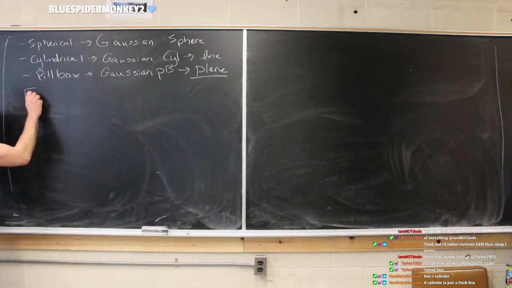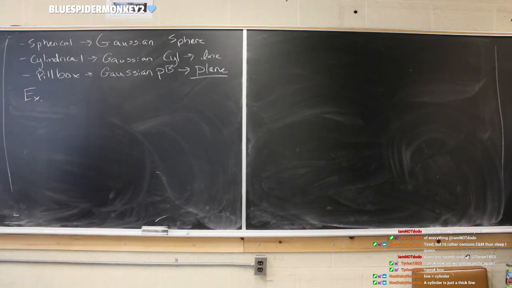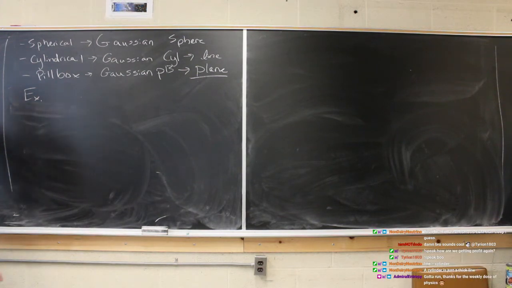Now let's do the next example. In the notes, I have the question written out. I'll just read it here, and then we'll solve it. A cylinder is just a thick line. Yes, it's very thick, like a bowl of oatmeal.